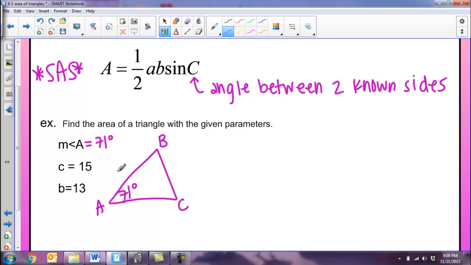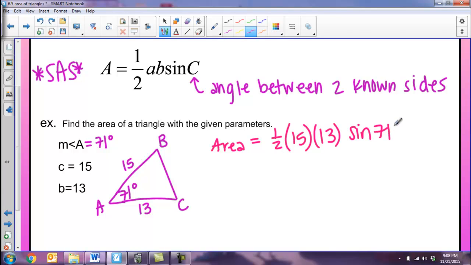The side opposite of C is 15. And the side opposite of B is 13. So when I look at this, I have a side, angle, side. The angle is enclosed between the two sides, so I can use the formula that they gave me. So the area is going to be equivalent to 1/2 times one of the sides times the other side times the sine of the given angle.